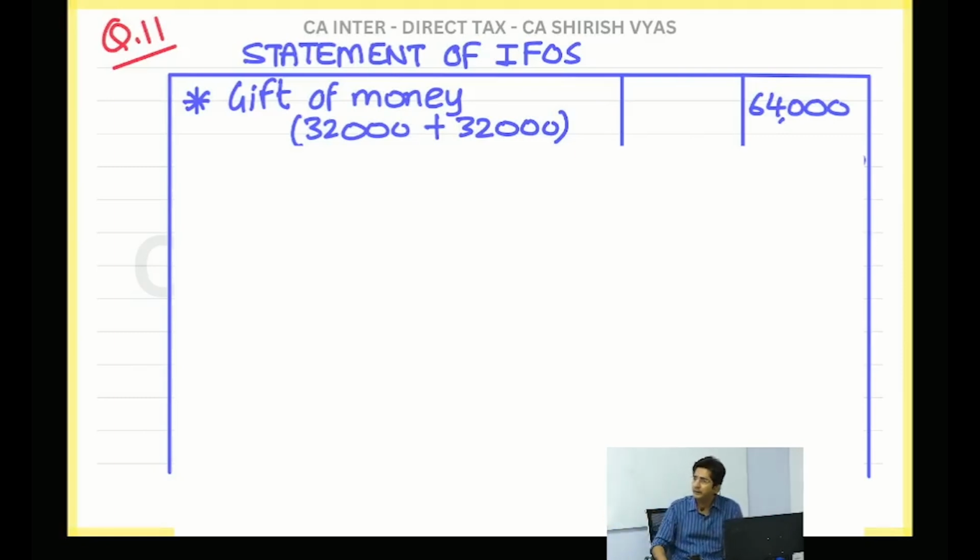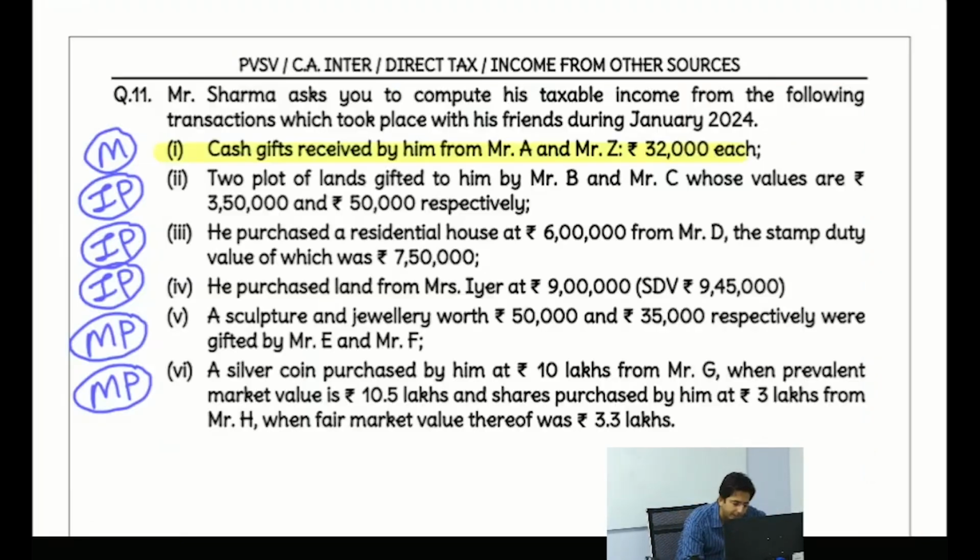In bracket 32 plus 32, total comes to 64, fully taxable. If the total was below 50,000, then I would have put dash. Exact 50,000 also dash. Okay, then try the next one.